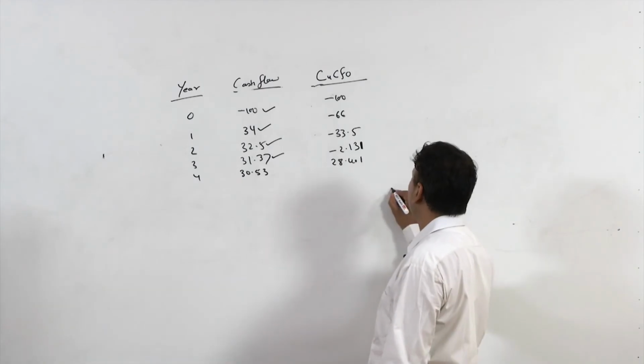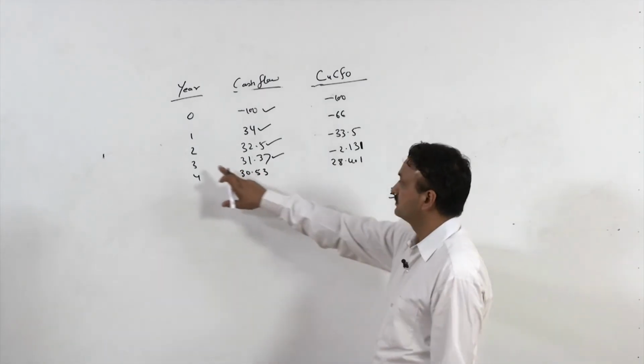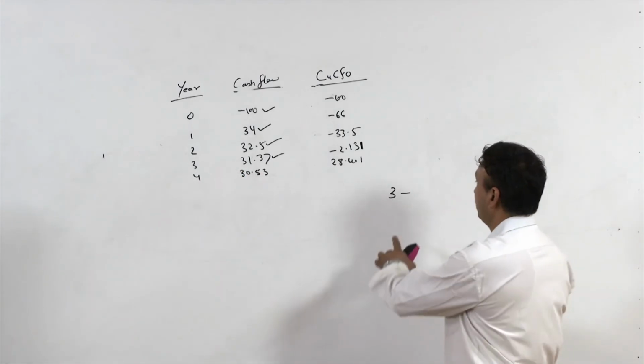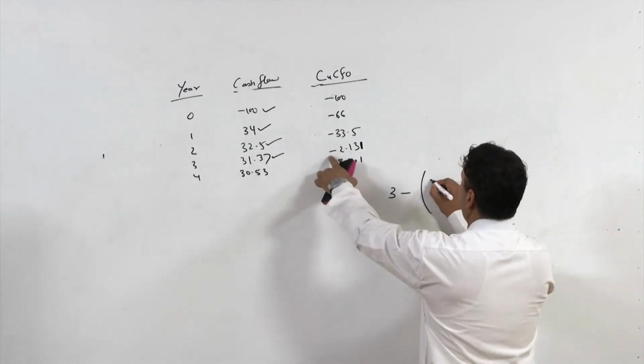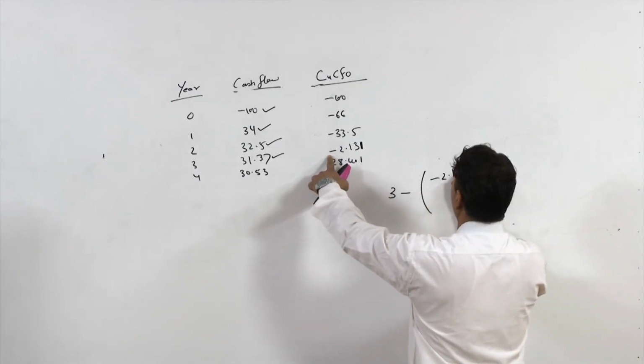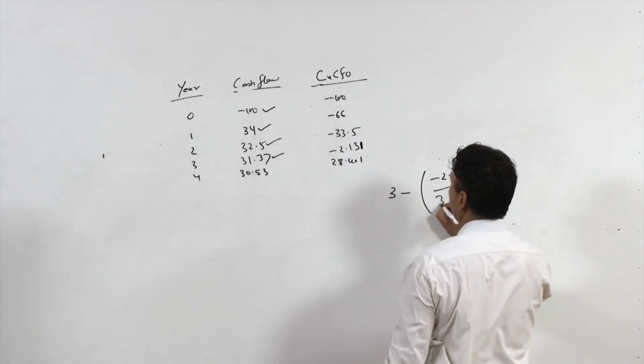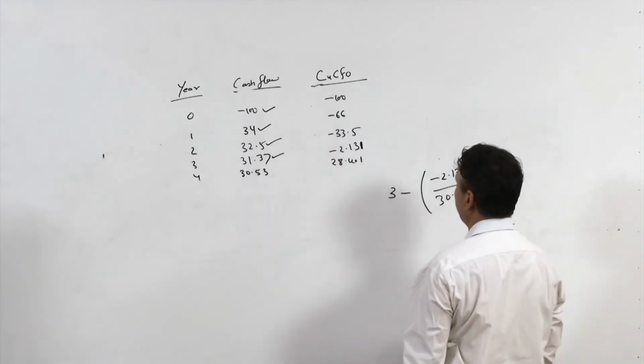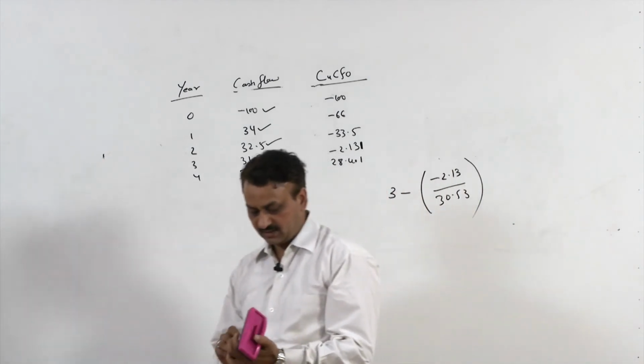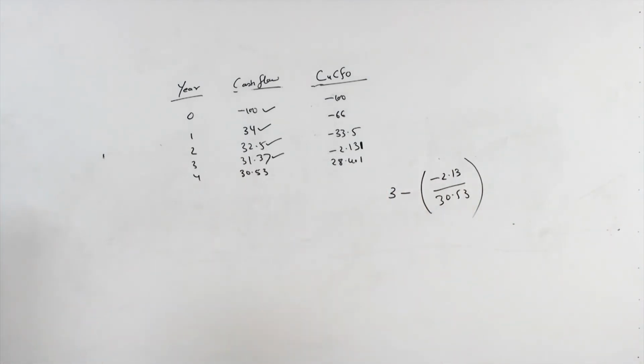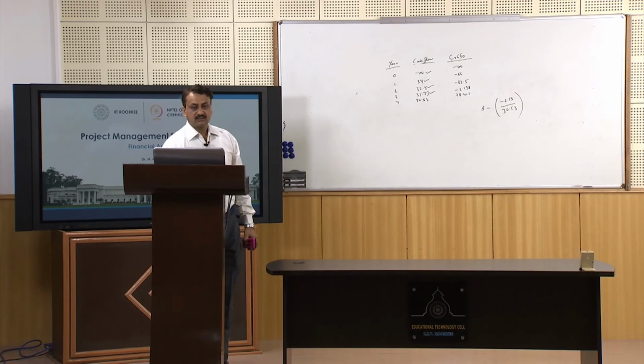So this is 3 minus 2.13 divided by 30.53, right? You will get your answer. Very simple method, 3.06 years, right? Let us look at this project.